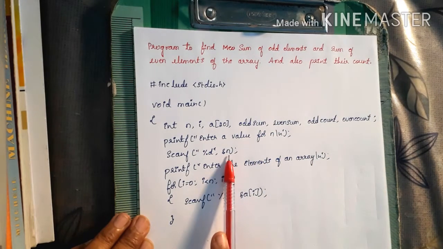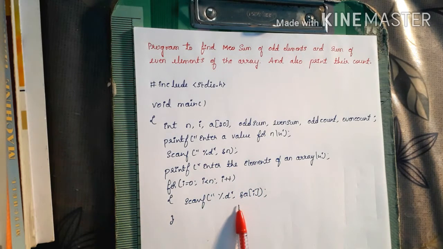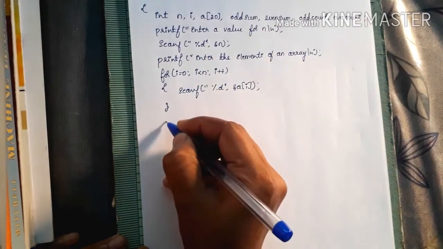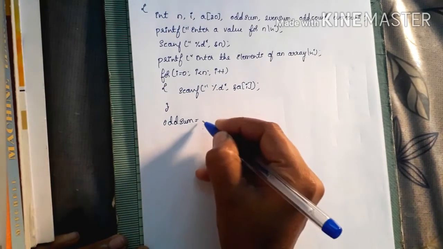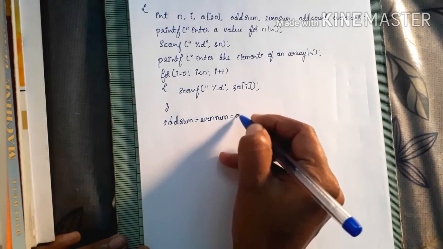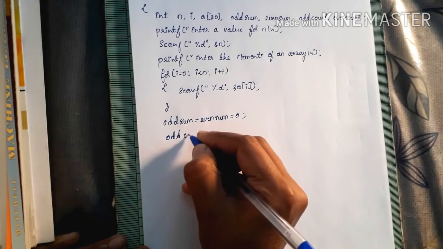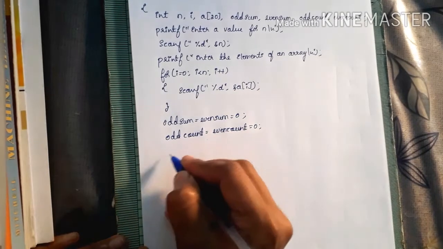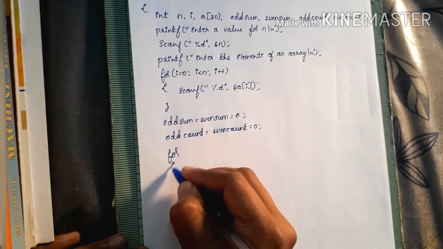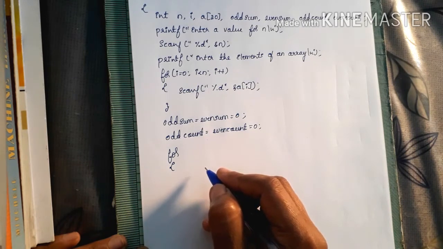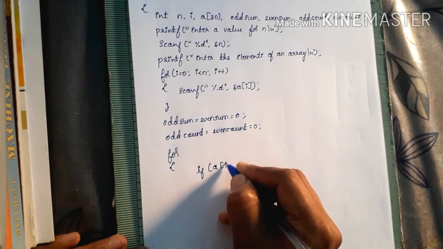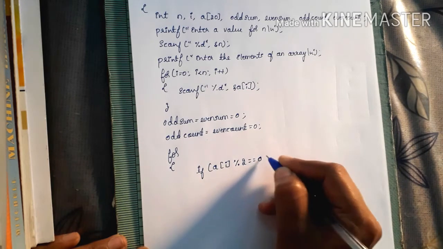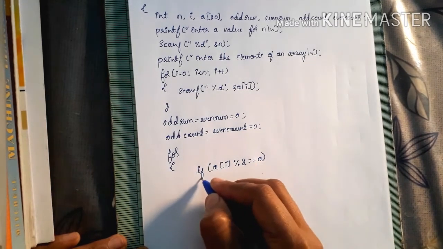First, input a value for n. Next, input n elements to the array A. After inputting n elements to the array A, first initialize the variables odd sum and even sum with the value 0, and also odd count and even count with the value 0. Then take the elements from the array one by one, and check whether that element is even or odd. How to check it? If the element mod 2 gives the value 0, then it is an even number.